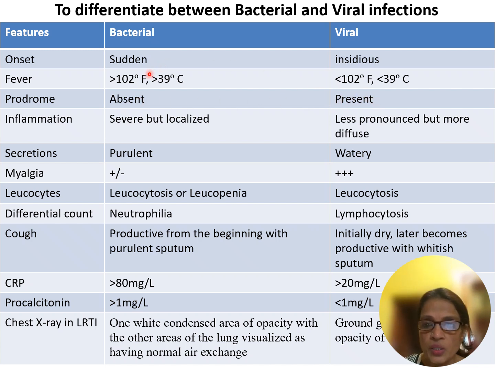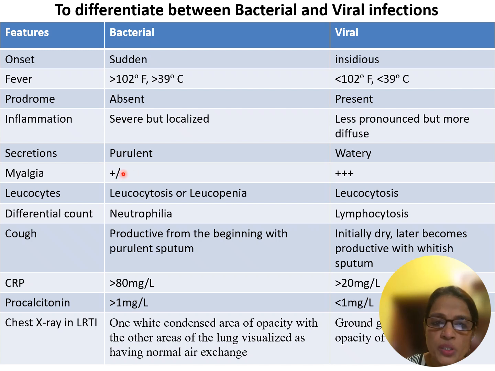And fever is usually of a higher degree, that is 102 degrees Fahrenheit or 39 degrees Celsius, in bacterial infection, and it is less pronounced in viral infection, less than 102 degrees Fahrenheit or 39 degrees Celsius. And inflammation, which is a response of our body towards any kind of injury or infection, is severe but more localized in bacterial infection, while in viral infection, it is less pronounced but more diffuse. That's why secretions in bacterial infections are purulent, while in viral infections, they're watery.